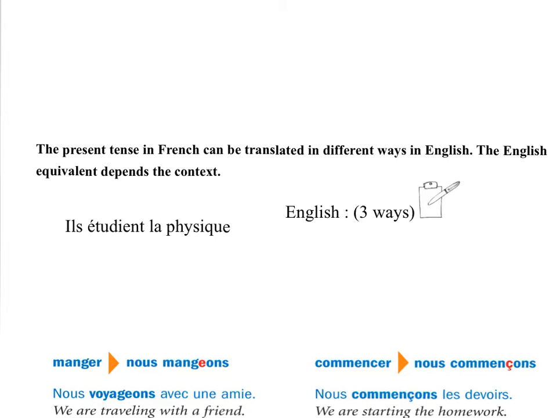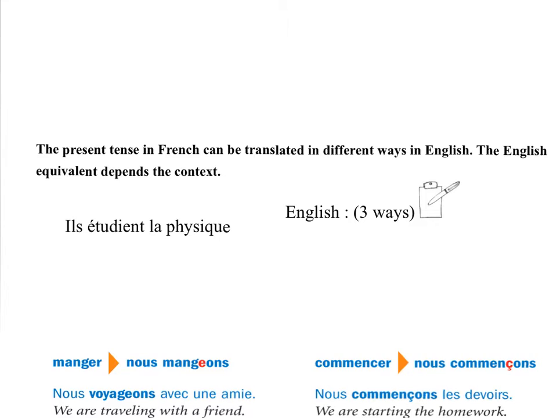So today we're gonna review how to conjugate the ER verbs, and then we'll also learn how to make questions in French. Okay, so I want to review first the present tense. In English, there are 3 ways you can write a present tense. In French, there's only one way.